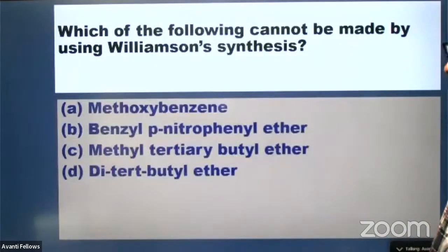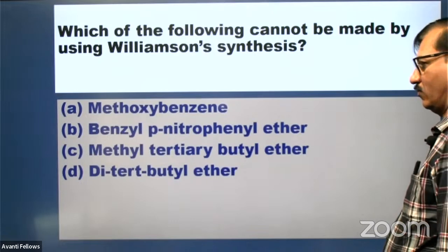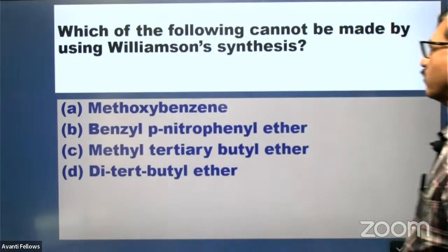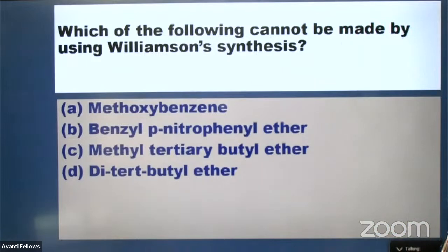Benzyl p-nitrophenyl ether, methyl tertiary butyl ether, ditertiary butyl ether. Which of the following cannot be made?